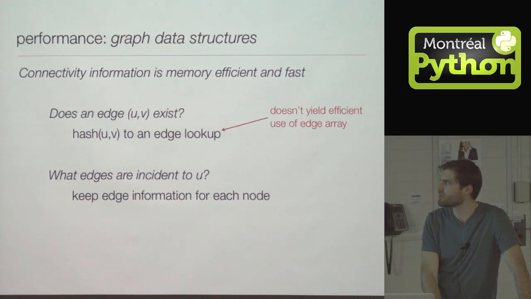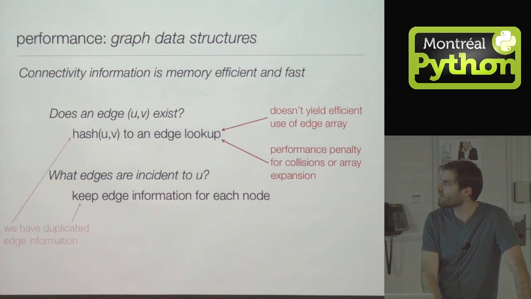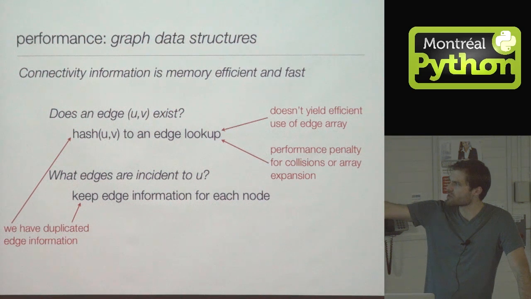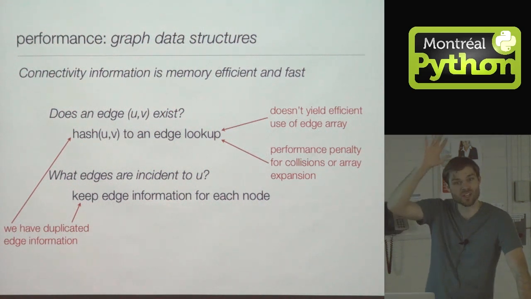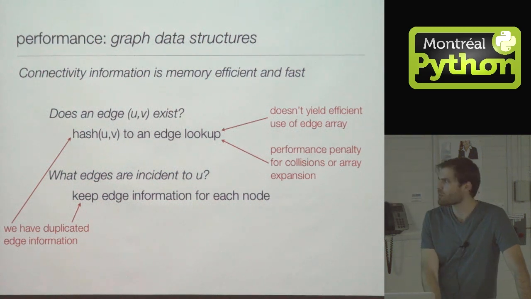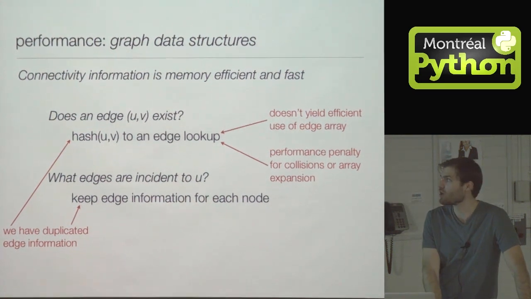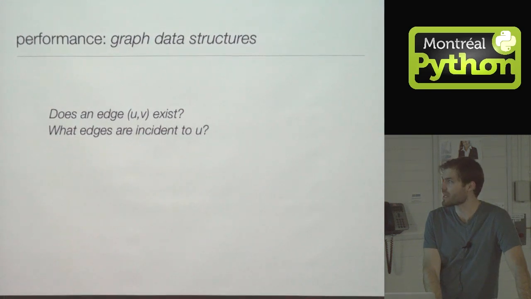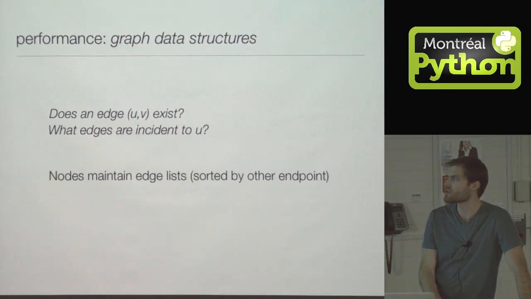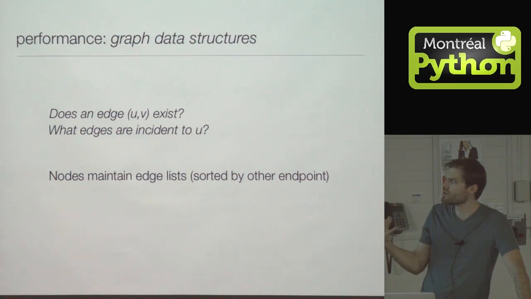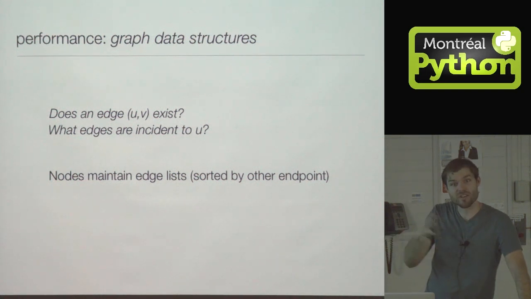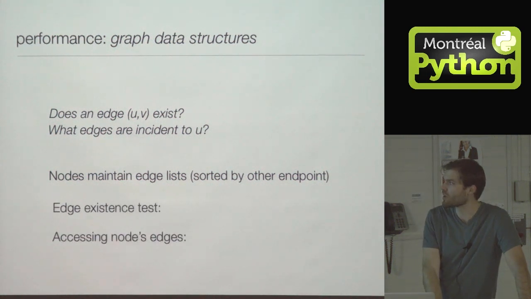So instead, what other people will do is they'll actually put edge information down for every node. So for every node, they'll actually have this huge list of edges. The problem being that you're duplicating your edge information all over the place, increasing the amount of space that you're taking up. So instead, what we've done is we've created sort of a merged data structure where nodes maintain edge lists that are very easy to sort. They're actually in sorted order, which makes them very high performance. You can actually index in very quickly.